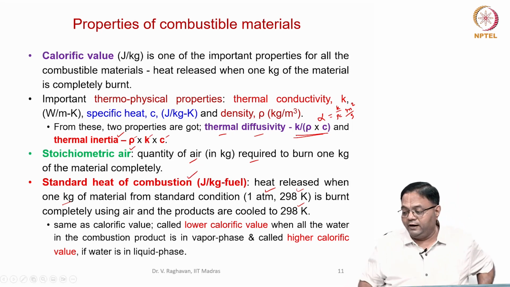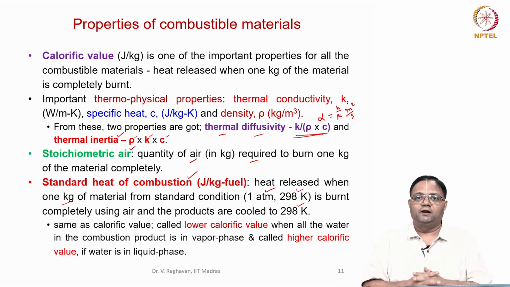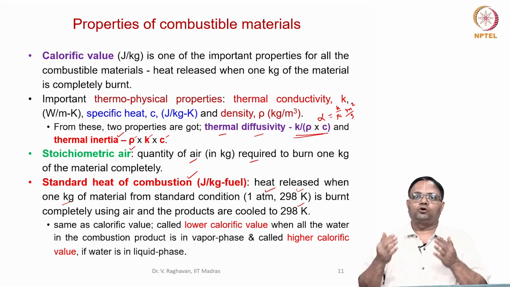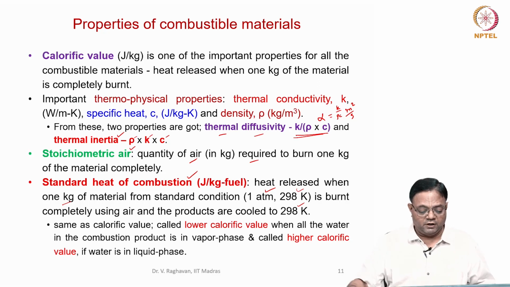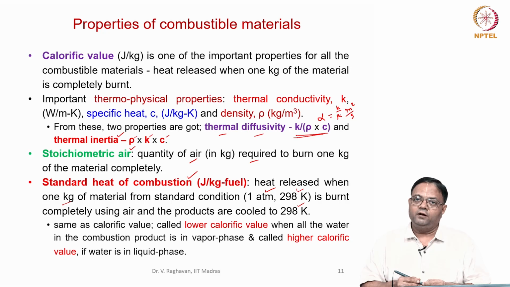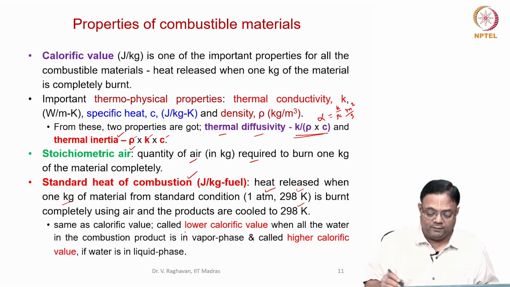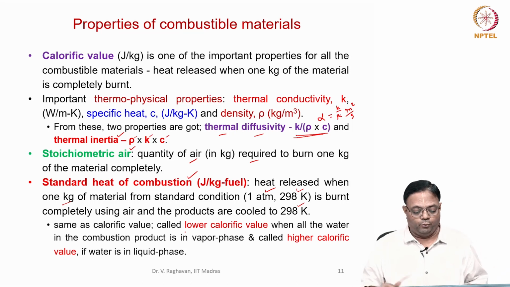Okay. So, the heat released when 1 kg of material is completely burnt, starting from 1 atmospheric pressure and 298 Kelvin, with the products cooled to 298 Kelvin. What is the heat release? That is the standard heat of combustion. And this is the same as calorific value. Okay, and the calorific value can now be classified as lower calorific value and higher calorific value.